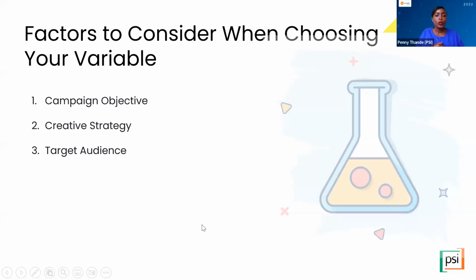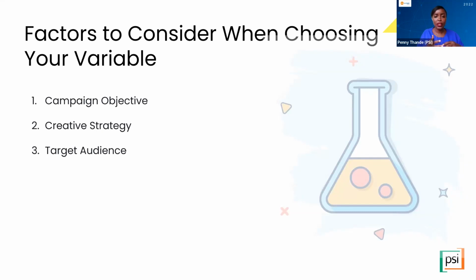Okay. So when it comes to factors to consider when choosing a variable, the first one is definitely the campaign objective. So, before you start the campaign, you do the A/B testing. For example, will your campaign be on engagement, post-engagement? Will your campaign be on website traffic? So those are some of the things that you think about, your campaign objective, because these are the things you use to measure the results.